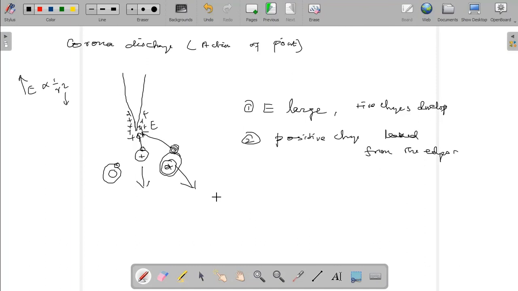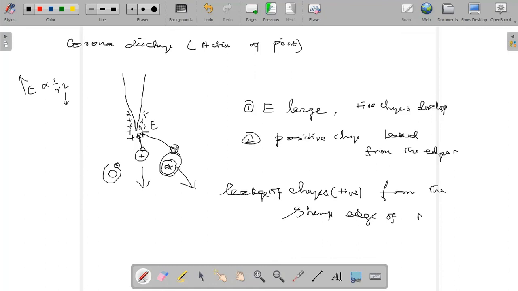So, very simply put, leakage of charges, that means positive charges, from the sharp edge of the conductor is called action of point. At the sharp edge, positive charges easily leak into the atmosphere. This is what is called corona discharge.